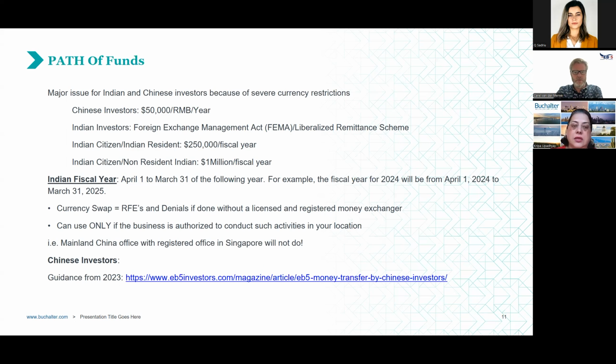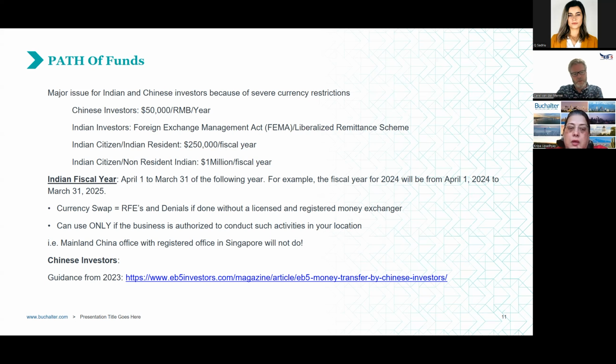So Chinese investors, Chinese nationals, you're restricted to 50,000 renminbi per year. Indian investors, there are two separate buckets for you. Indian citizens, Indian residents, 250,000 per fiscal year. The Indian fiscal year runs from April 1 to March 31 of the following year, right? And so often what I will have my clients do is make a 250,000 wire on March 31st, and then go back to the bank the next day and put in the other 250,000 that they are allowed for that one fiscal year.